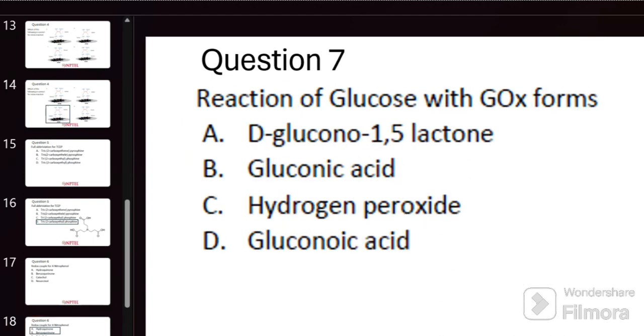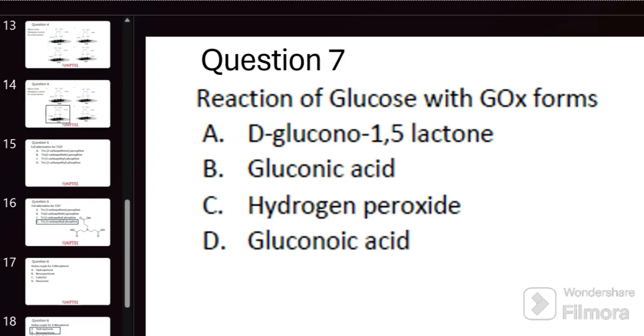Then the seventh question, in a glucose monitor, what is the reaction when glucose reacts with glucose oxidase, what does it form? We have to identify the reaction byproducts. As I discussed last week as well, what we are detecting is the electrons. So it has a platinum electrode, then there is a semi-permeable membrane, then there is a glucose oxidase coating.